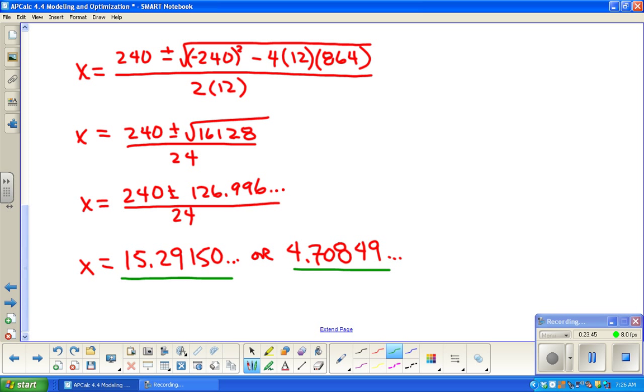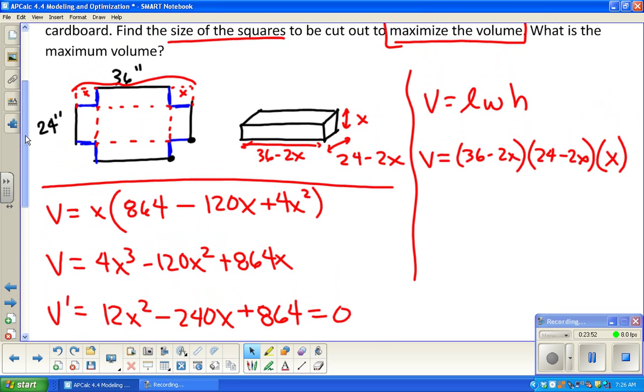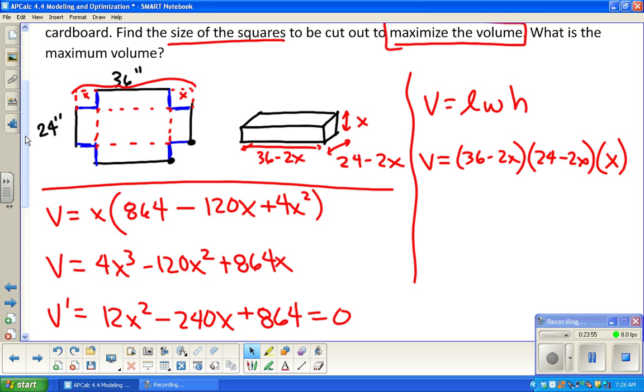Now, quick little note here. This is where endpoints come into play also. I want to go back to the original rectangle, or prism box. Think about this 36 minus 2x. Obviously, if this side was negative, this would not be a box. And that weirdness is going to happen at x equals 18 here. So 2 times 18 would be 36. 36 minus 36 would be 0.